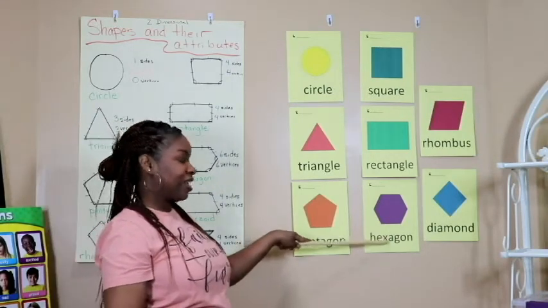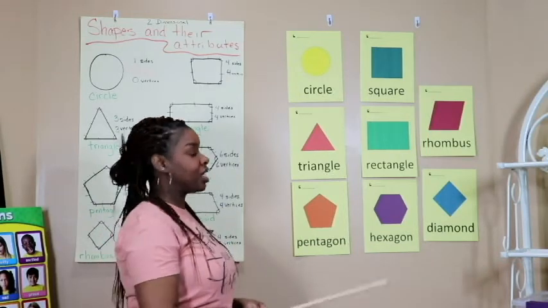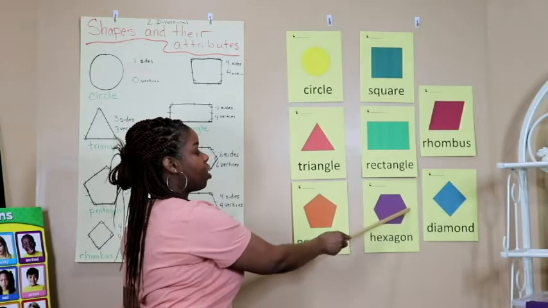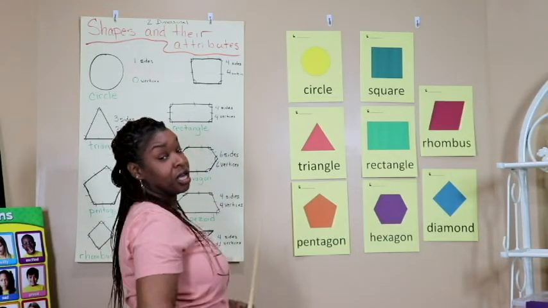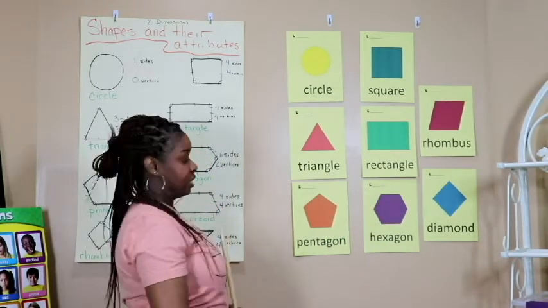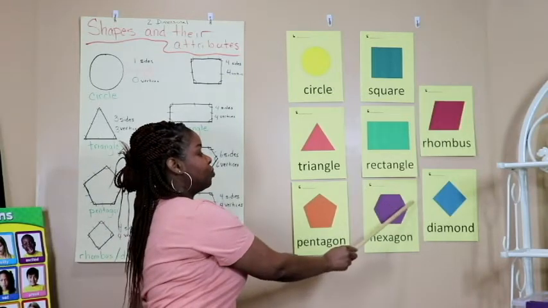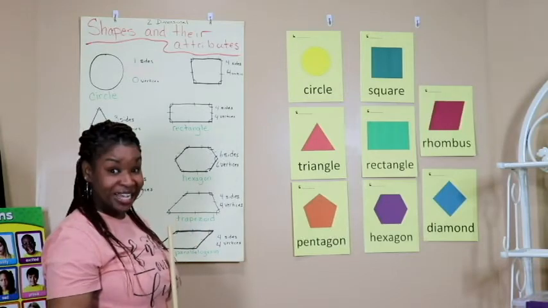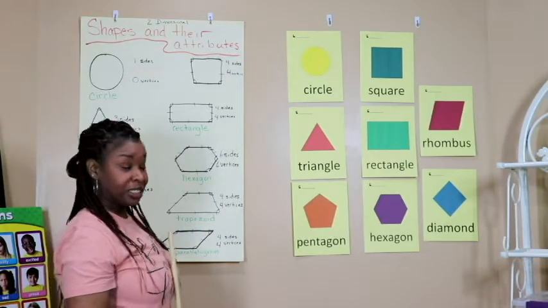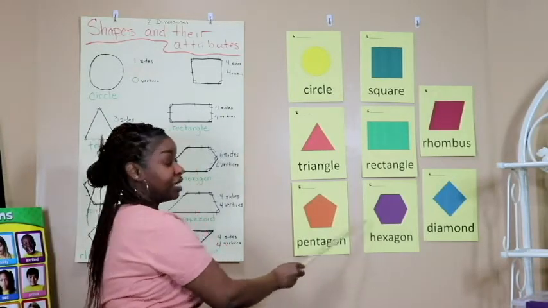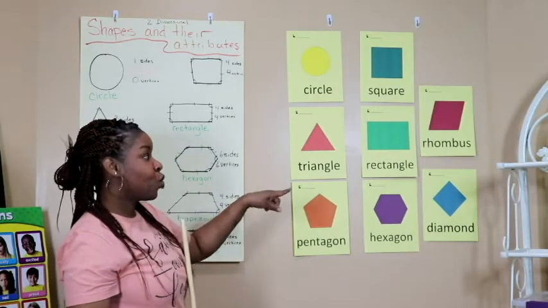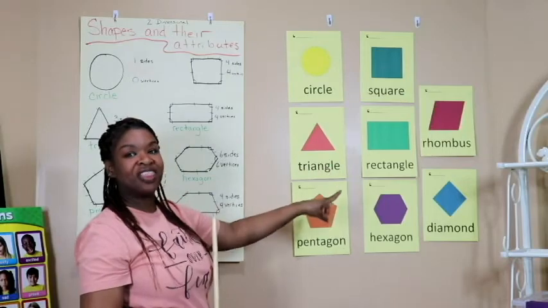Hexagon. Let's count the sides on the hexagon. 1, 2, 3, 4, 5, 6. Let's count the vertices. 1, 2, 3, 4, 5, 6. 6 sides, 6 vertices. Hexa means 6. Now we're going to move on to the rhombus and the diamond.